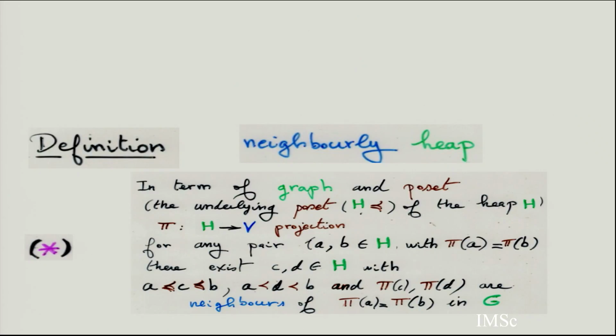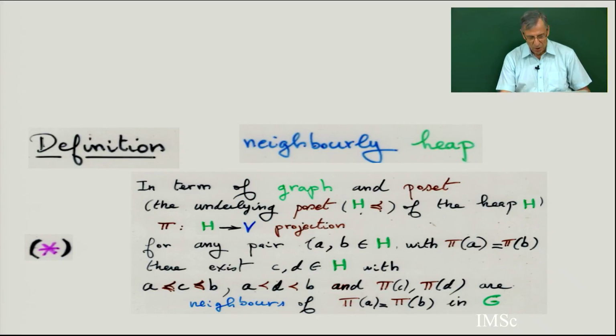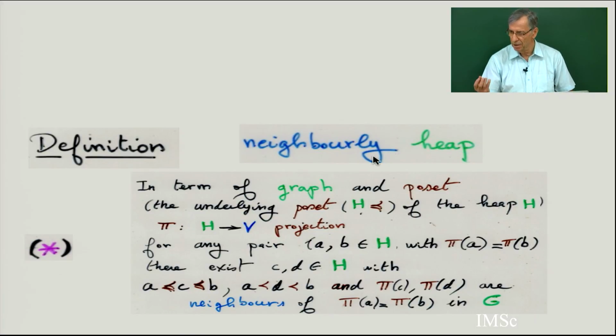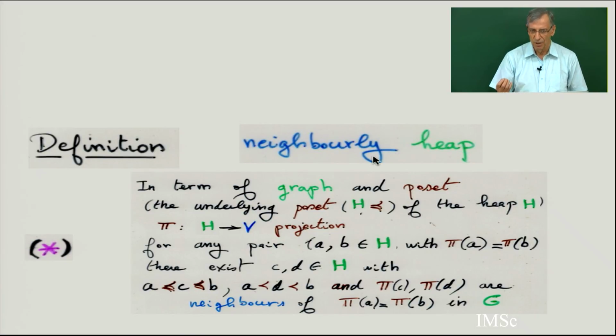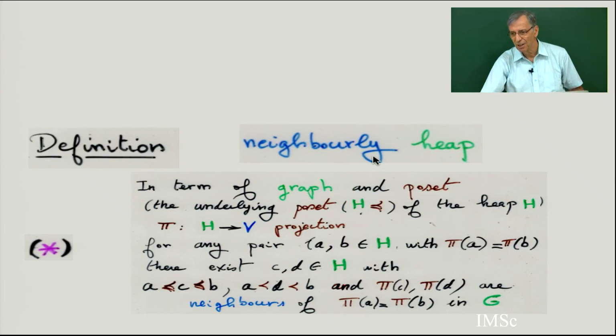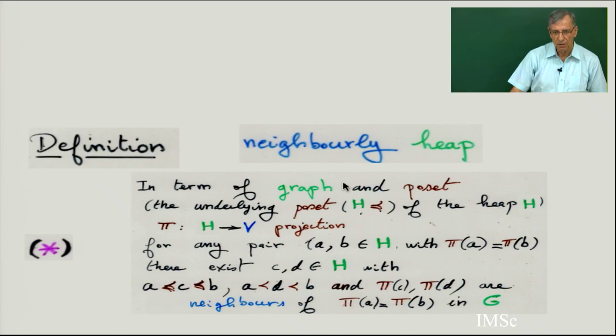So I start with a definition. A neighborly heap. I will take the second definition of heap. In terms of graph and poset, you have a poset with a projection on the underlying graph with some condition. You know that pi is a projection.